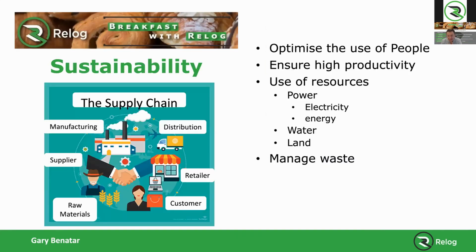If we move on to sustainability, one of the most important things in our life today, and one of the reasons the Relog colors are green, is that we focus significantly on sustainability, on a sustainable supply chain. You take it through the supply chain from raw materials to the customer, but we want to optimize the use of people, ensure high productivity, ensure our use of resources, power, electricity, energy, water, land usage are managed properly, and then we manage waste and recycling and so on.